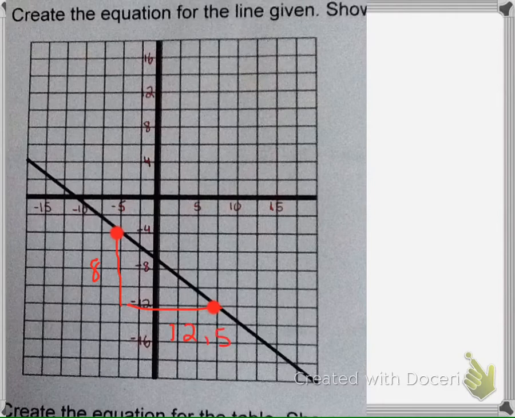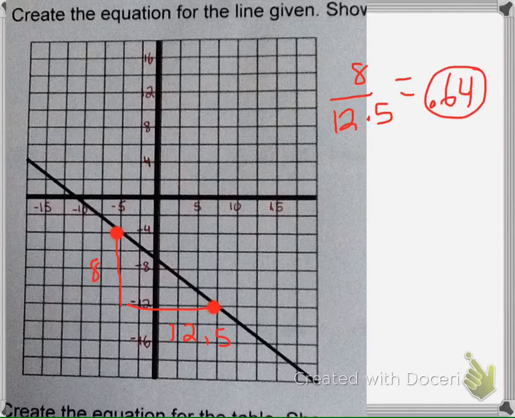So do rise over run. I have 8 over 12.5. Now I'm not going to leave this one as a fraction because I don't want to leave 12.5 in my fraction. So this is equal to 0.64, and this is my slope. You might have a little bit of a different slope, which is fine, but as long as you used accurate points and you did rise divided by run, it's okay to have a different slope.